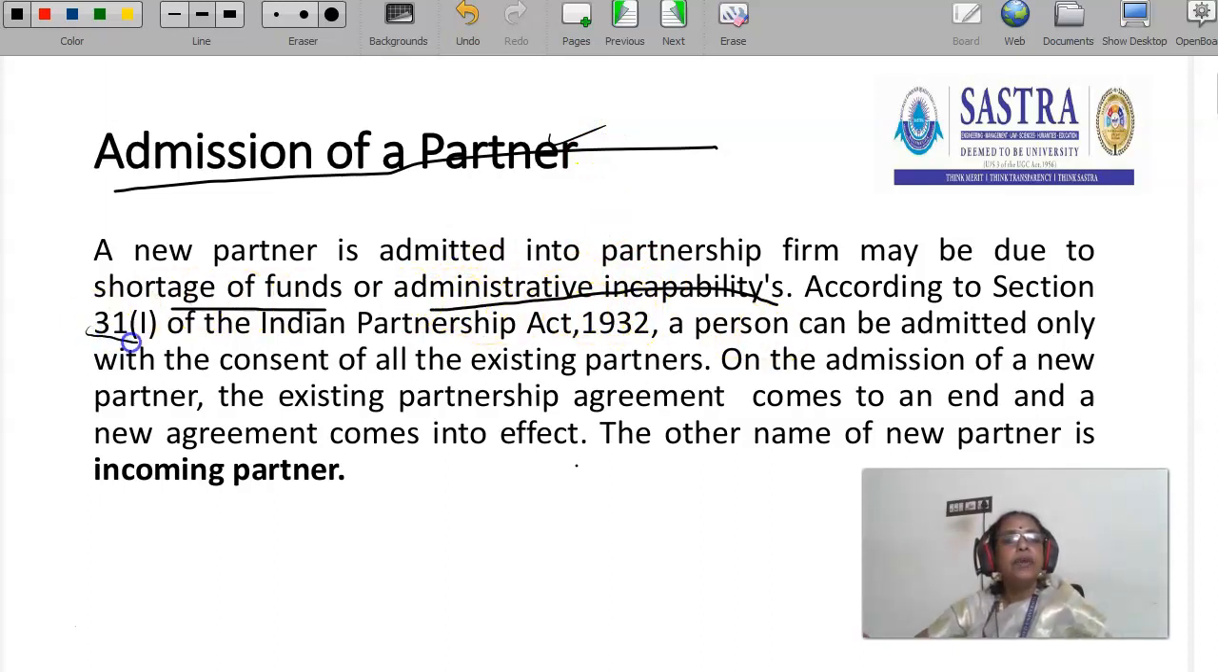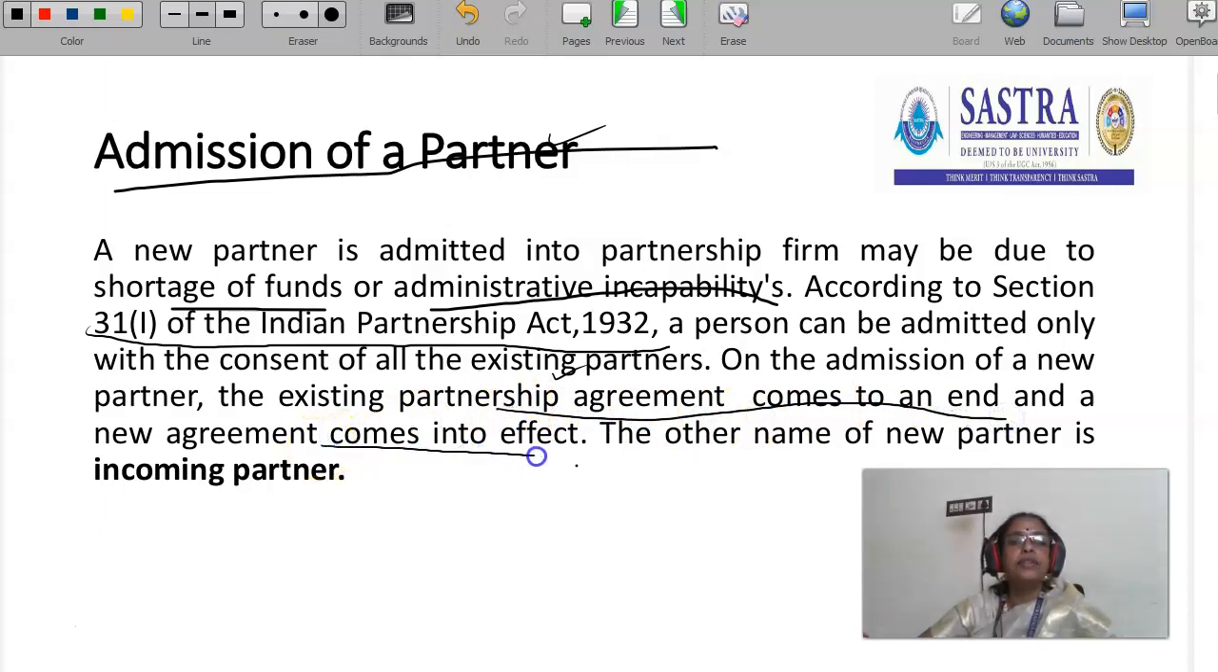But according to Section 31(1) of the Indian Partnership Act 1932, a person can be admitted only with the consent of all the existing partners. All the existing partners should give their consent for the admission of a new partner. Even if one partner doesn't give his consent, the new person cannot be admitted as a partner. On the admission of a new partner, the existing partnership agreement comes to an end and a new agreement comes into effect. The other name of a new partner is incoming partner.